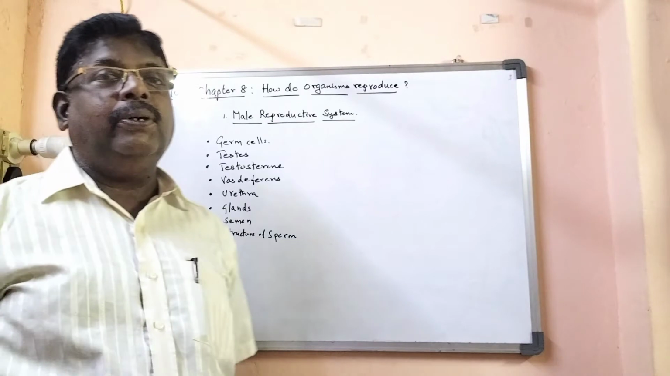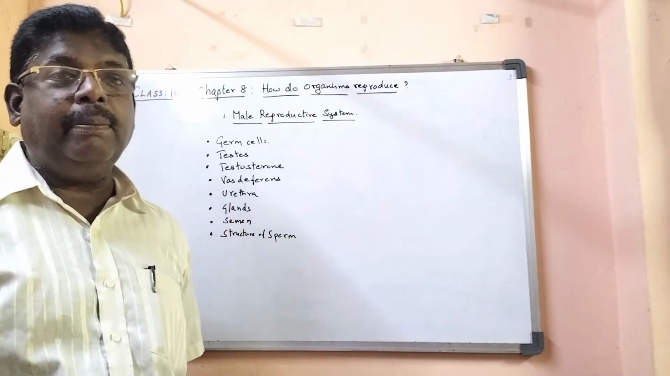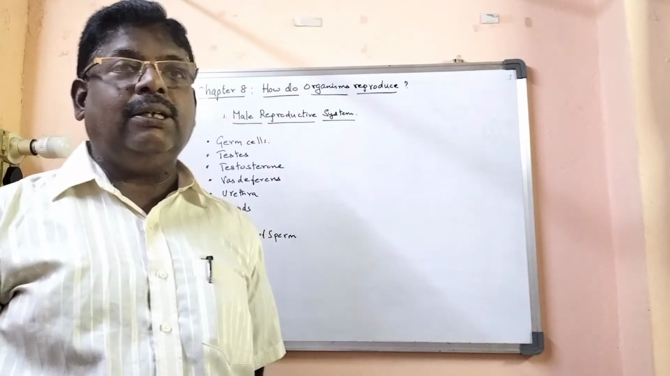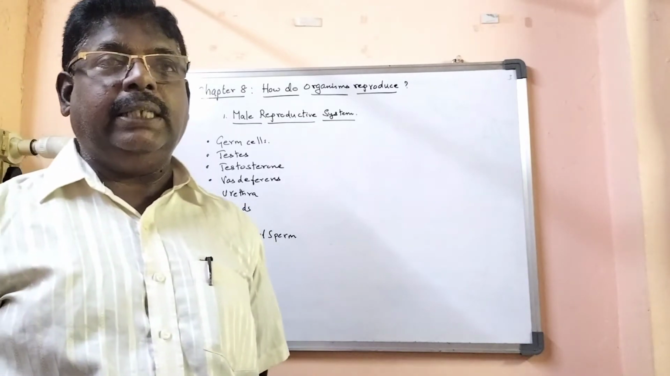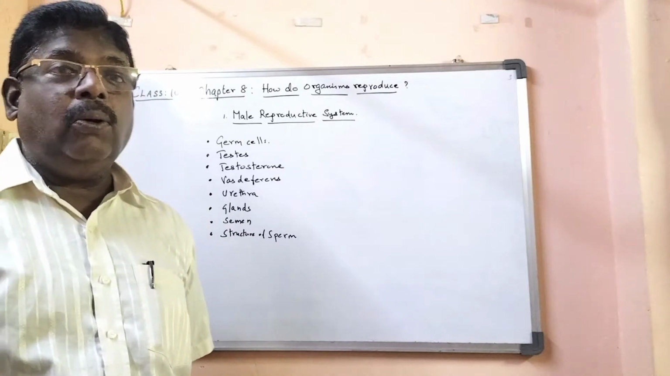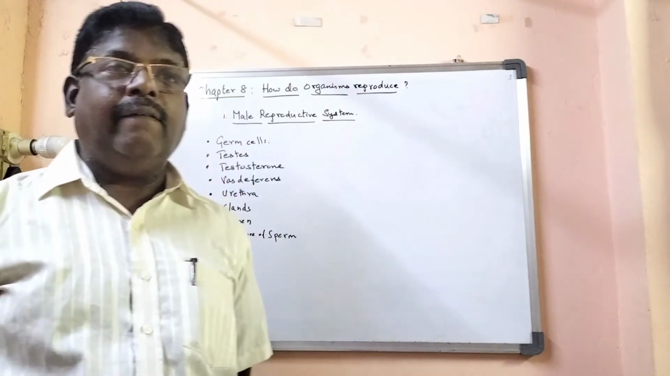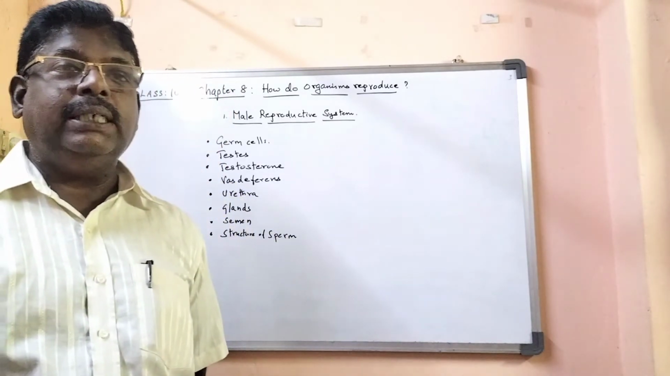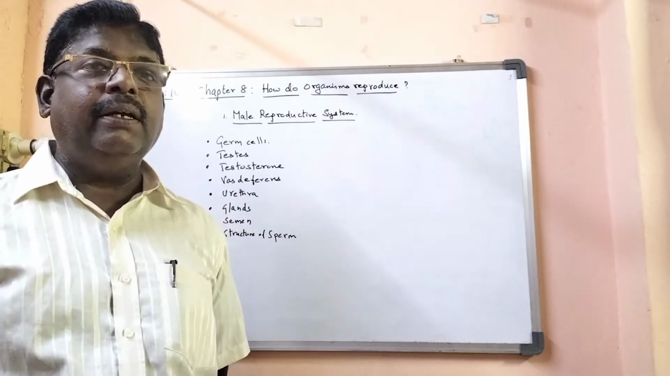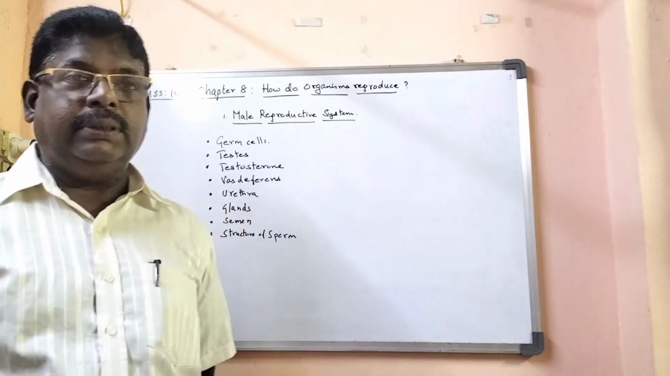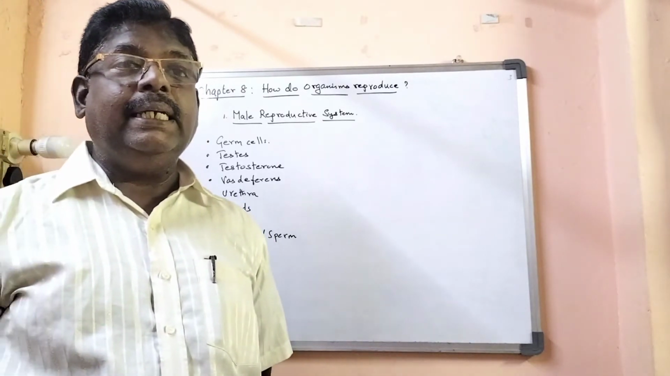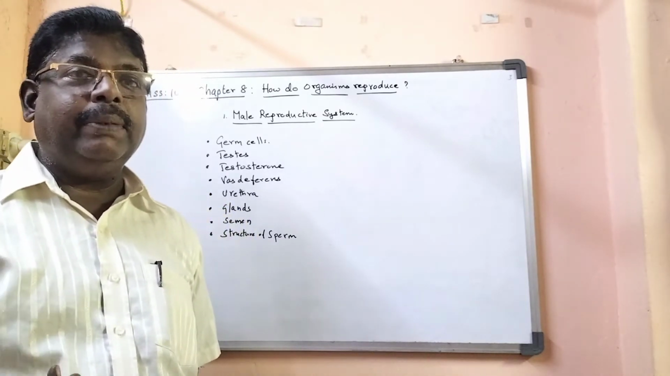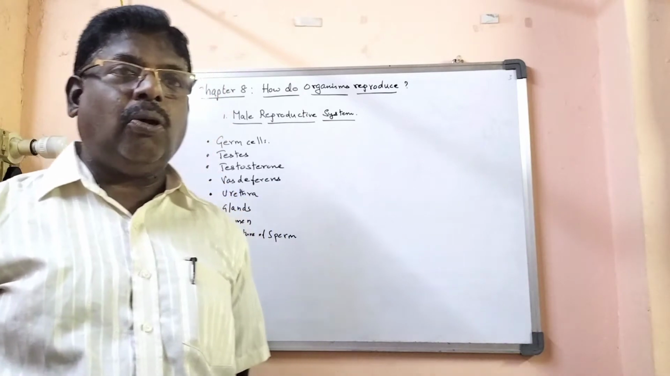Sperms are produced in the testes. Testes are the male reproductive organs. We have a pair of testes, located outside the abdominal cavity. Testes produce sperms. The testes are kept in a sac-like structure called scrotum.